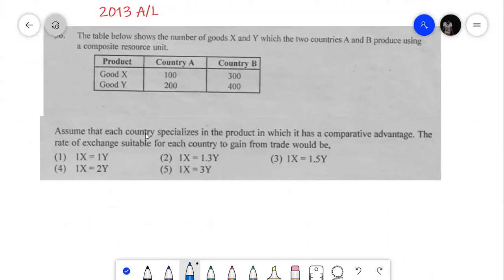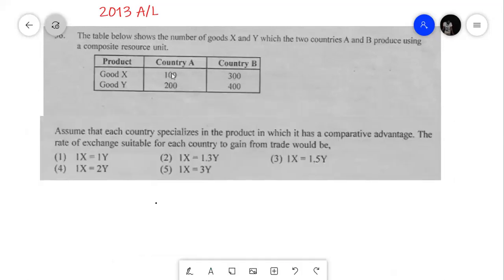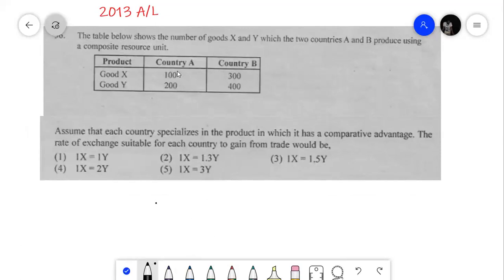Okay. So then they say, assume each country specializes in the product in which it has a comparative advantage. The rate of exchange suitable for one country to gain from trade. Now you don't have to do all the calculations for this. They're simply asking you 1X equals how much. So find the opportunity cost of good X in country A and in country B. Do that first. In country A, to gain 100X, they have to give up 200Y. So how much is the opportunity cost? What is given up is 200, 200 divided by 100, right? So that is their opportunity cost.